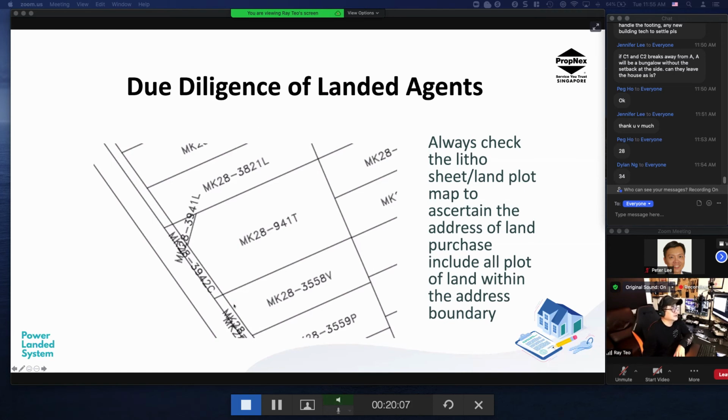But this address, after careful inspection, we notice that there are two plots: MK28-941T and MK28-941L. This depends on how good your lawyer is. In conveyancing, do remember lawyers are also human. Can lawyers make mistakes? Can. Big mistakes? Can. I still remember I just bought a property recently.